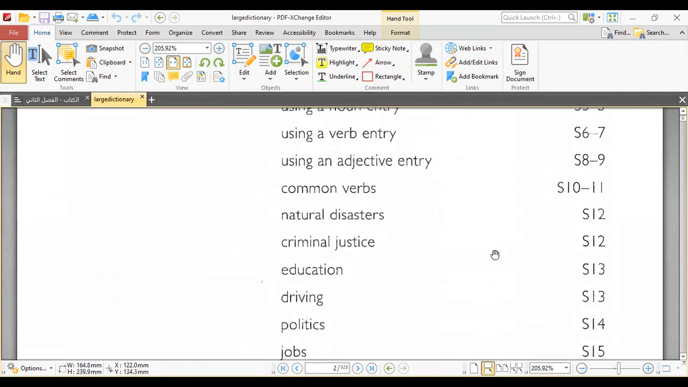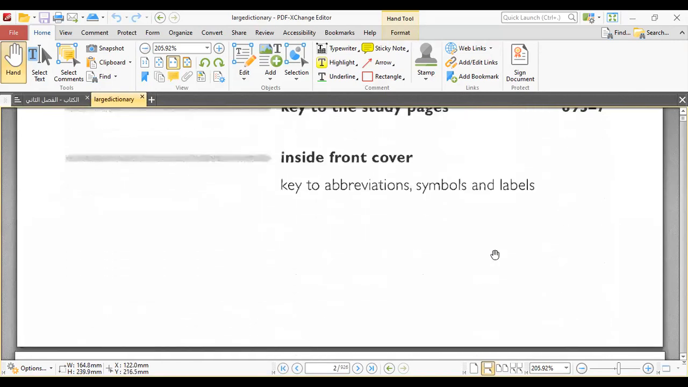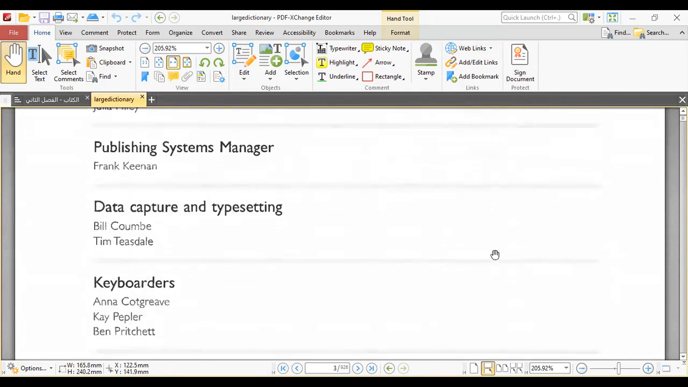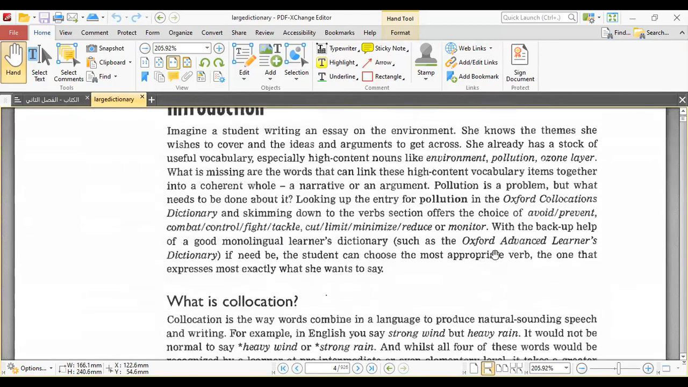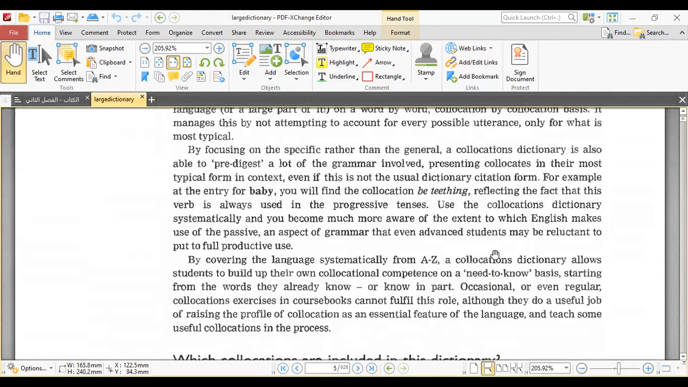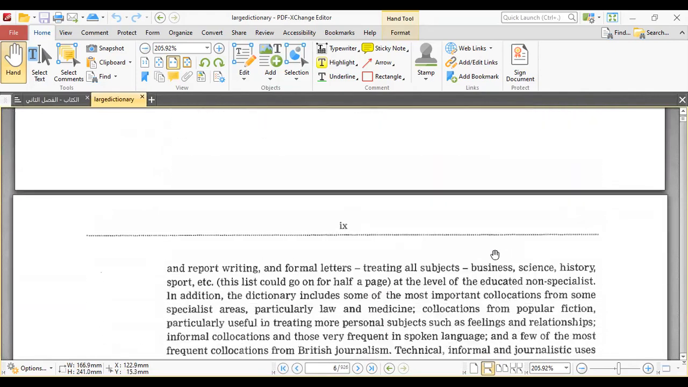We need to look for a word just like a country. Okay? Let's search for the word country. What will we do when we search for the word country? You are right. We need to go to letter C. C letter. We will go to the letter C.